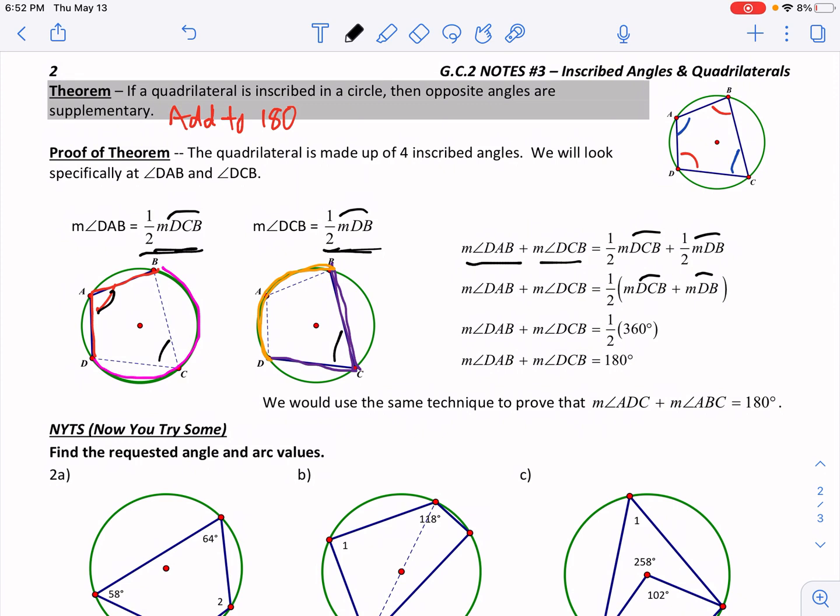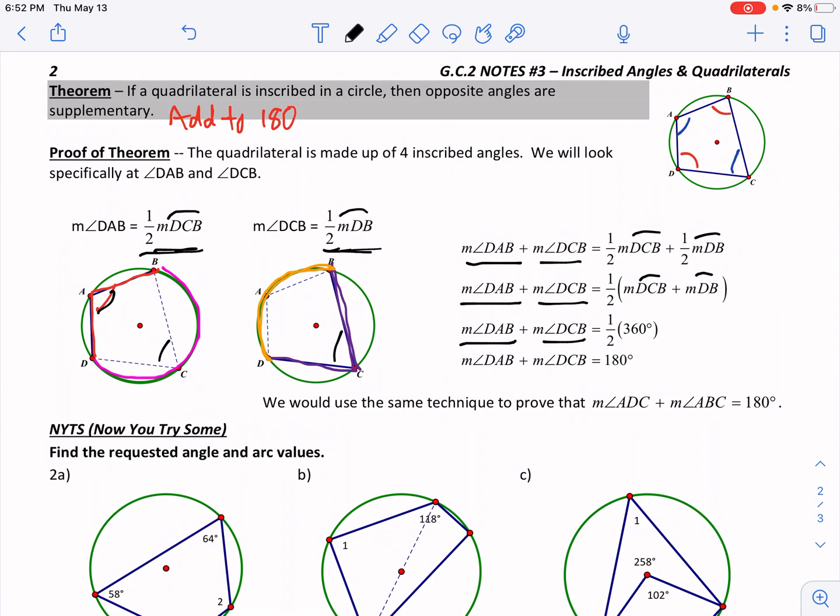Okay, so then again, the measure of DAB plus the measure of DCB, this is called factoring. So if you remember back from Algebra 1, they factored out the 1/2. In other words, it's kind of like the reverse of the distributive property, so they just took 1/2 out. And so now we're saying the measure of the arc DCB and the measure of the arc DB times 1/2 is equal to our two angle measures being added together. Then we have the measure of the angle DAB plus the measure of the angle DCB is equal to 1/2 times 360.